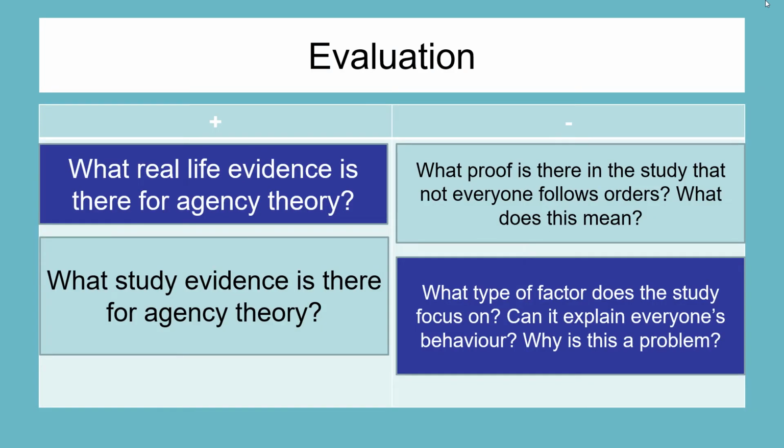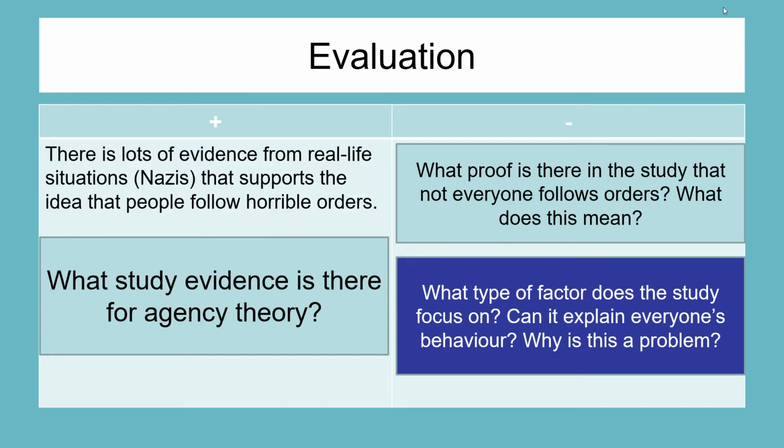Okay, so what can we say about agency theory in terms of evaluation? There's quite a few things again. On the positives, we've got lots of real-life evidence of agency theory happening. So I've mentioned Nazis already. So Nazi Germany, we have evidence from real life that lots of people were able to shift into an agentic state and follow truly horrible orders from the government and from the commanding officers, really showing that Milgram's idea does happen in real life.